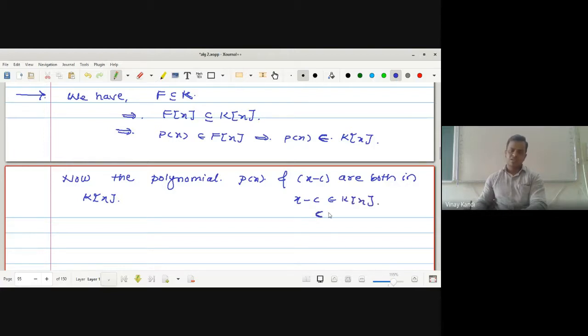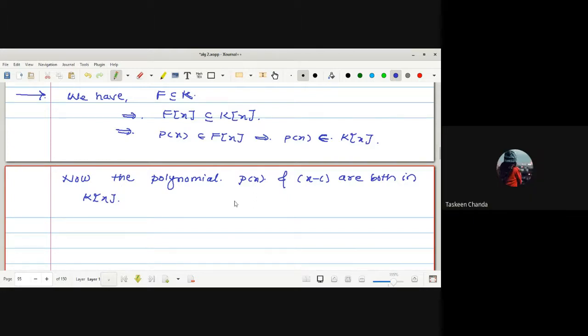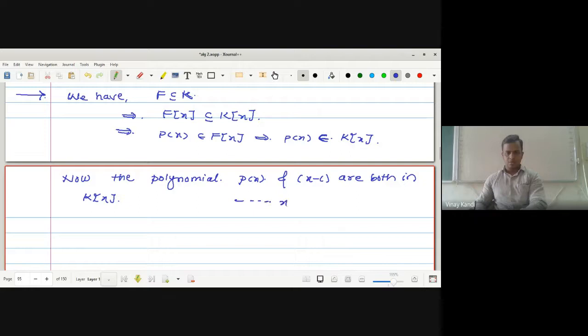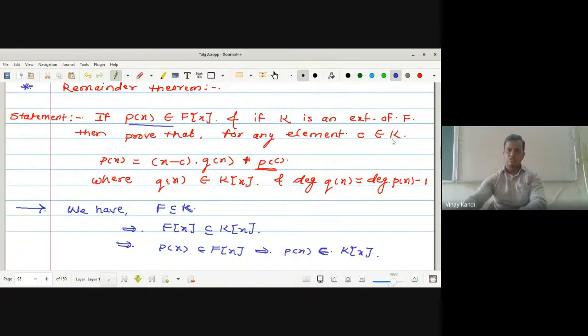Why? Because c is any element of K. Minus c is also an element of K, and the coefficient 1 also belongs to K. Since K is a field, hence x minus c also belongs to K of x. Any doubt up to here? Okay, give here the reason. What is the reason? x minus c belongs to capital K of x, since 1 and c belong to K.